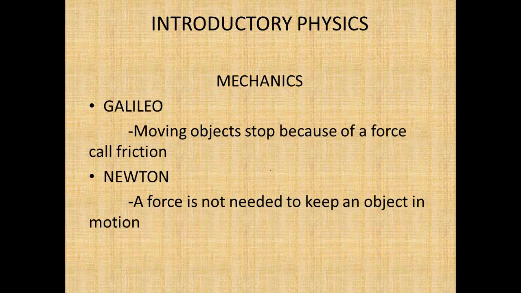Before Newton, you had Galileo, who described moving objects. He said moving objects stop because of a force called friction, which technically is correct. It's more than that, but he was correct. Then Newton came along and stated that a force is not needed to keep an object in motion. An object will continue to move with the same speed and same direction unless it's acted on by an unbalanced force.